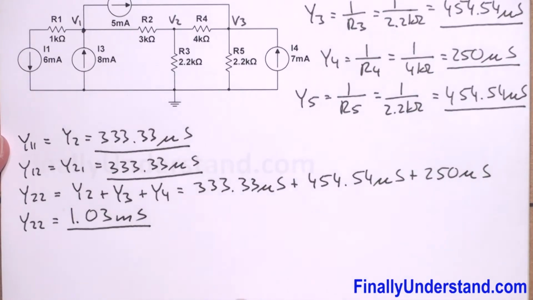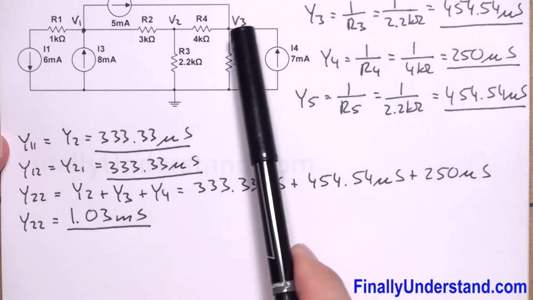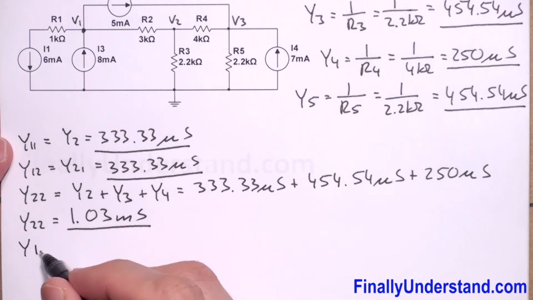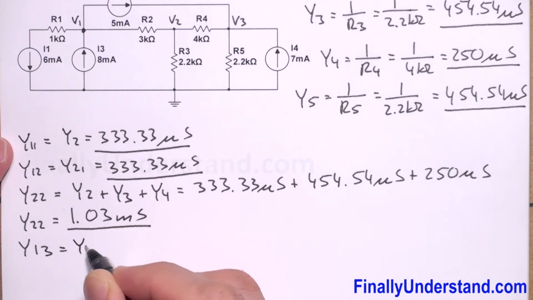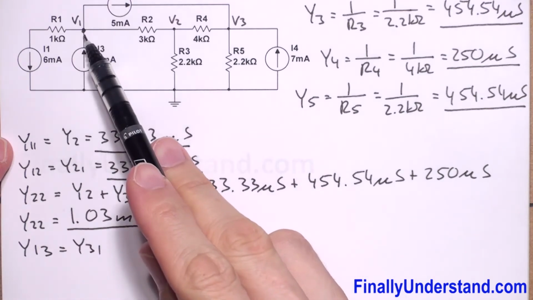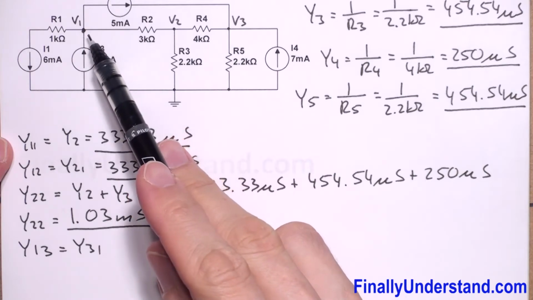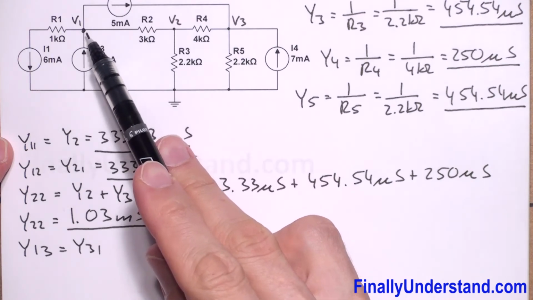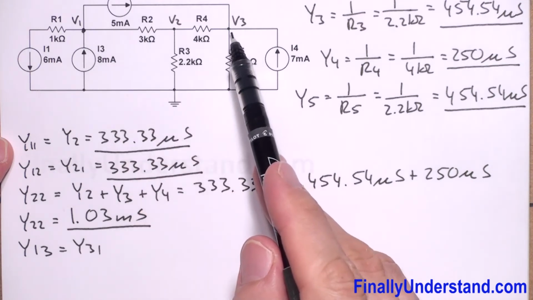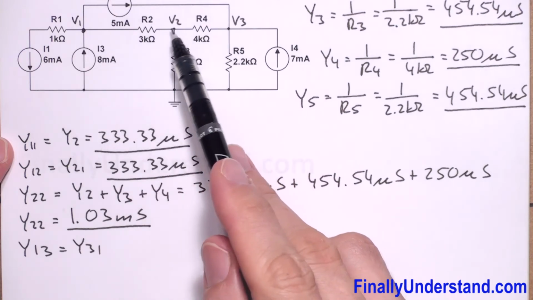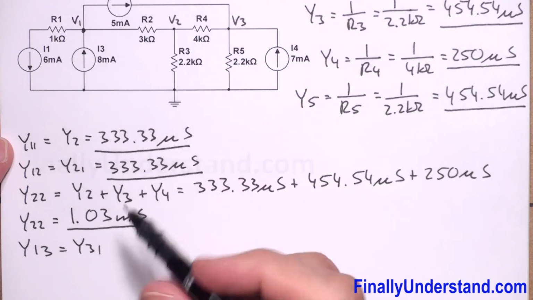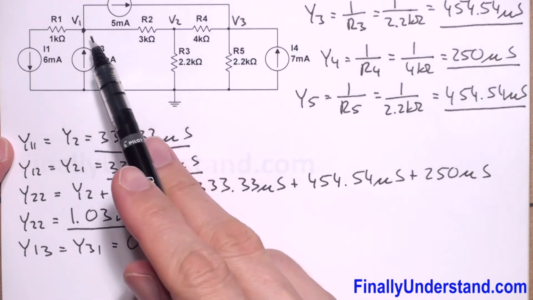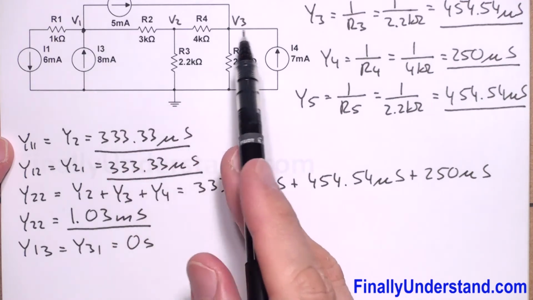Now, but please realize that we have 3 nodes. That's why we have to continue. We have to find Y13, which is equal to Y31. As you can see, we do not have any admittance that connects directly node 1 with node 3, because we have node 2 between them. So that's why we are going to say that this is equal to 0 siemens. We write 0 siemens because there is no direct connection between node 1 and node 3.